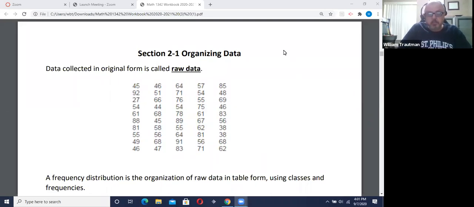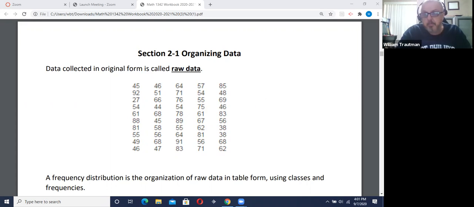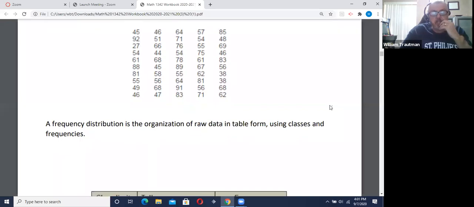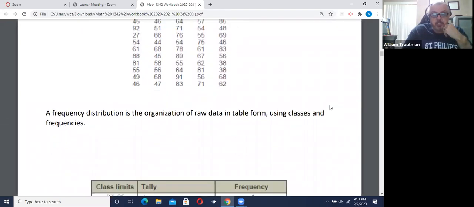Hi, this video's on section 2.1, organizing data. So let's take a quick look. First we have all this data here. There's a lot of it, so I'm not going to memorize it, and I'll keep on referring back to it shortly. We're going to try to create something called a frequency distribution table.